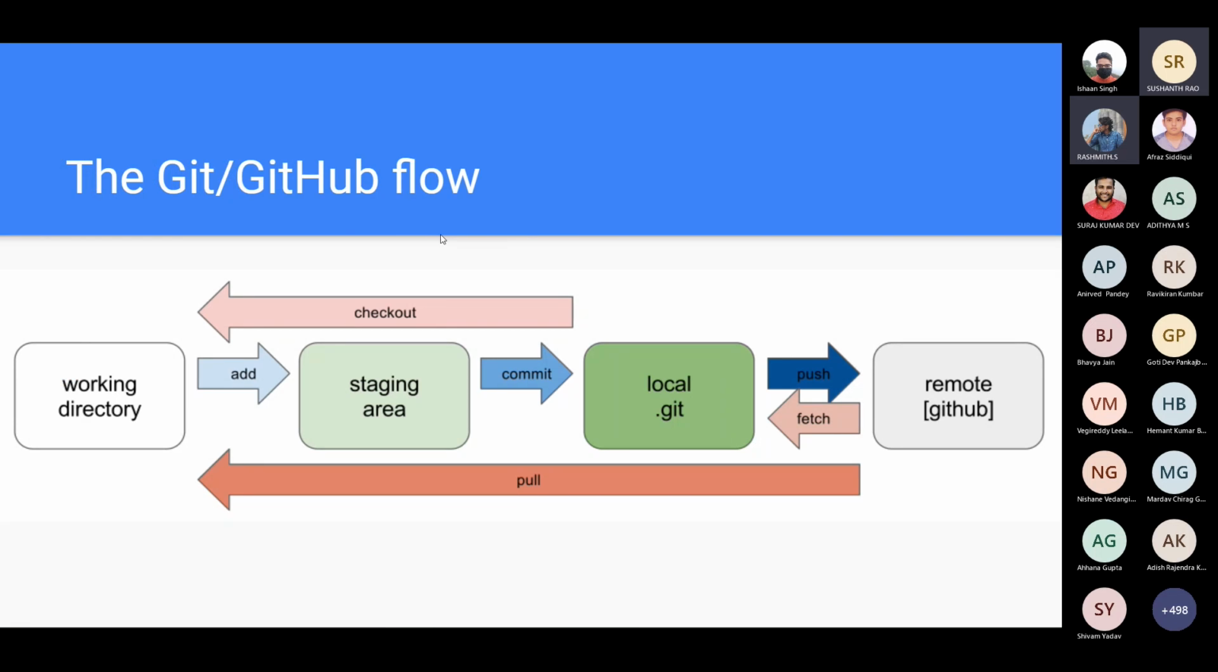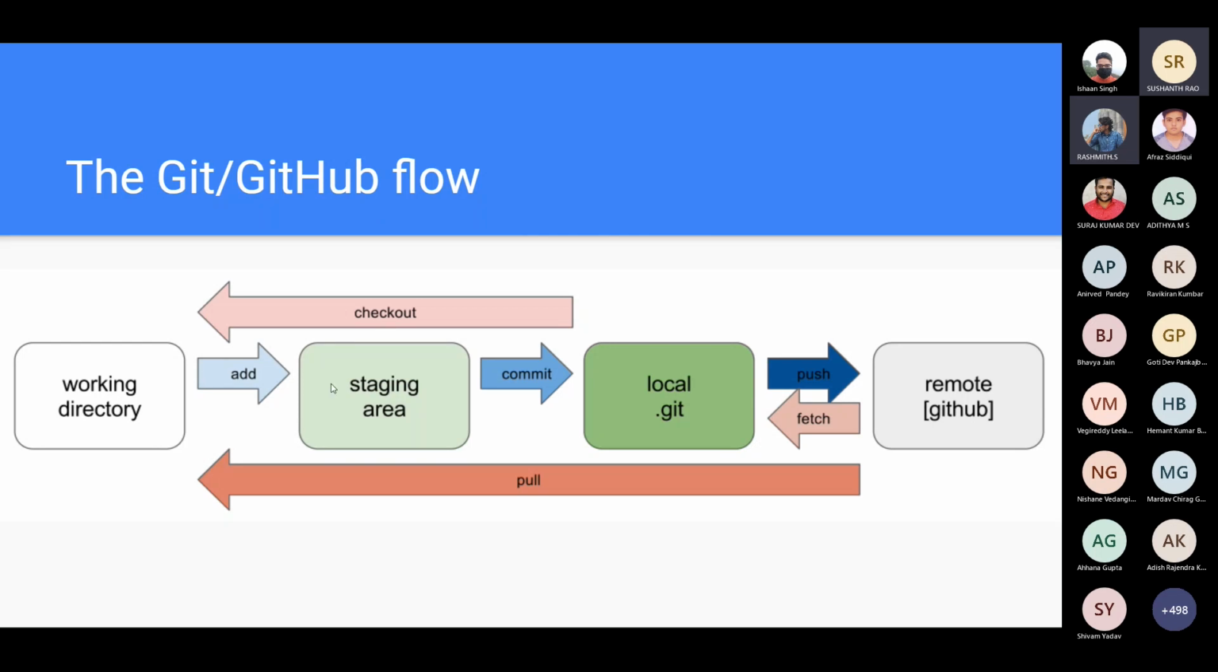Now let's take a moment to understand how Git and the GitHub flow works. So you're working on your local system to make changes. So suppose you've made some change in your working directory. Now that change you might want to reflect in your GitHub repository, or you might want to add those changes or commit those changes.